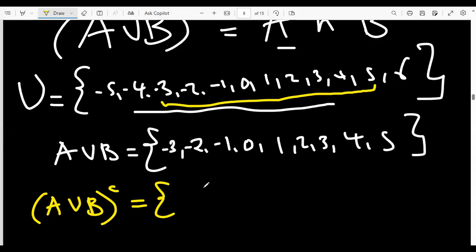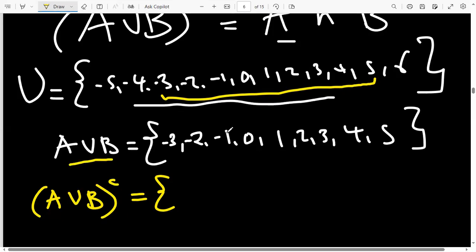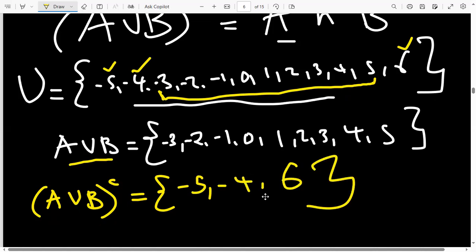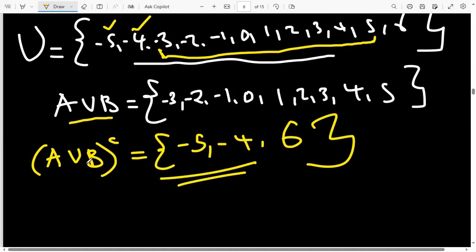Okay, so we're saying the elements in A union B complement will be all those elements that are in the universal set, but they are not in what? A union B. So we see that A union B starts from -3 all the way up to 5. So it means that in the A union B complement, we are just going to have -5, -4, and 6. Okay, so I'm going to write here -5, -4, and the what? 6. So these here will be our elements in the A union B complement.